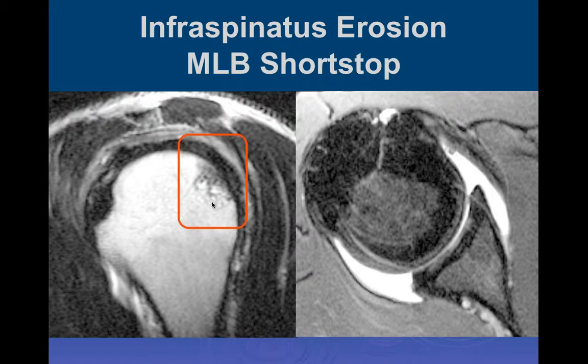And notice here's the infraspinatus tendon coming around, and that's really where it inserts. And this is what it looks like on the sagittal images. Much more irregular. This has more the appearance of a bony erosion.